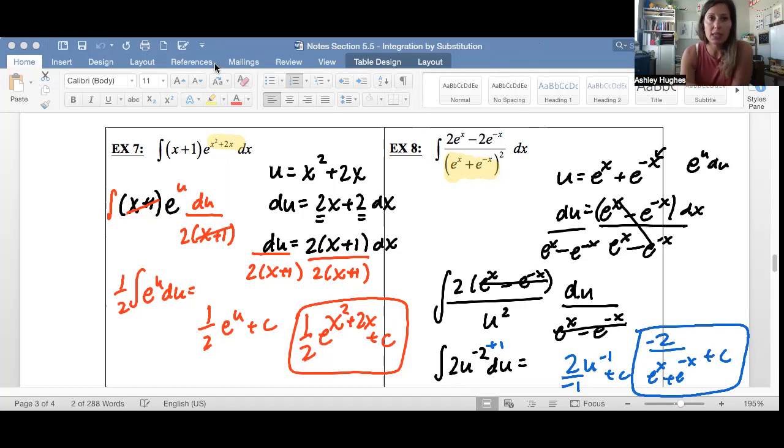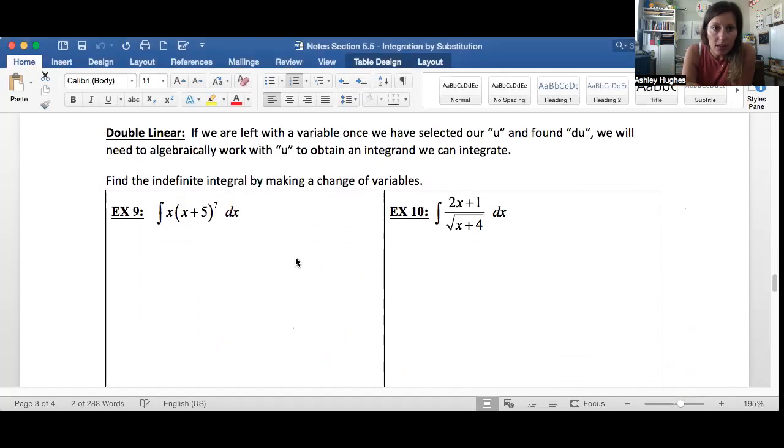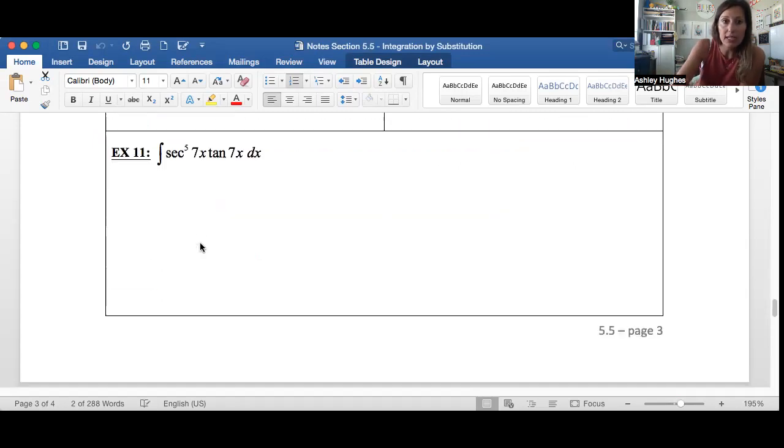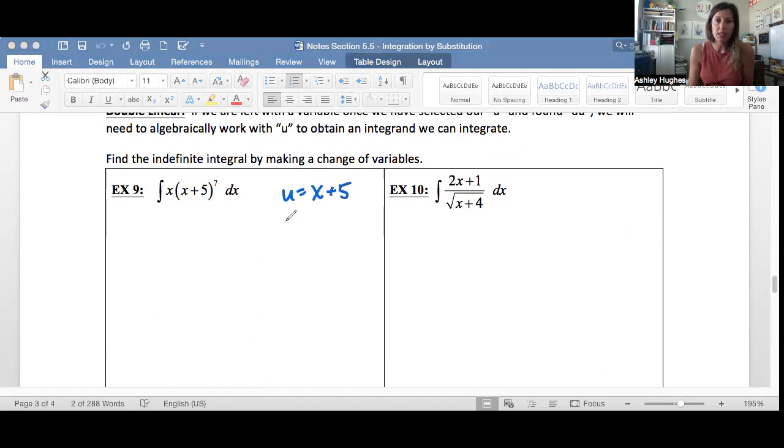So that's how you do one like that. Sometimes you have this situation where the du doesn't cancel. Okay, this is double linear. I always just call it back substitution. And the way you can recognize it is that the power on x is 1. So when I go to write out what u is, the power on x is 1 here and here. I get x plus 5, and then if I take the derivative of that, I get 1. And then I realize, oh no, this isn't going to work well.